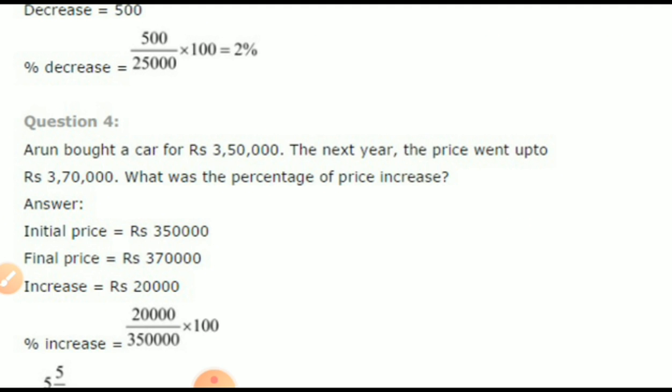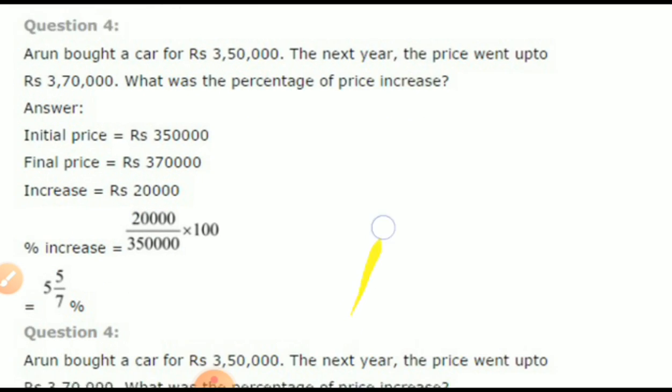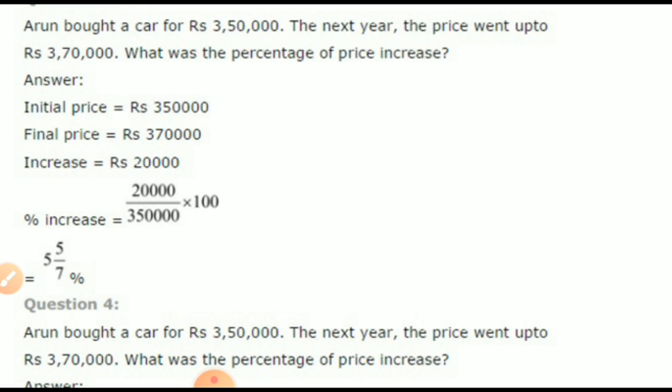3,50,000. Isn't it? Yes. And now what will be the answer for this one? The final price went up to rupees 3,70,000. What was the percentage of price increase? 20,000. Correct. You are right, my dear student. Just simplified. What about this one?